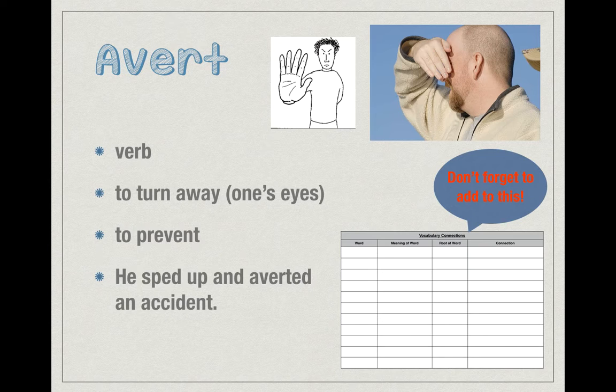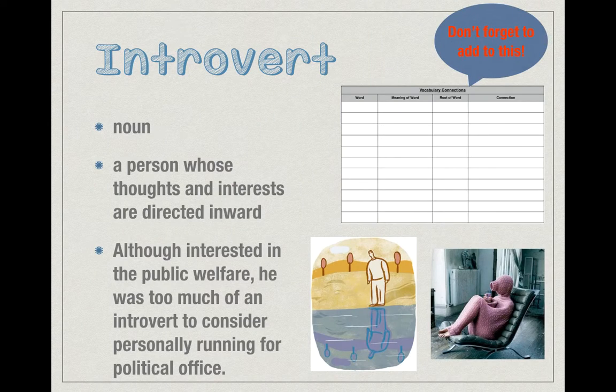We have 3 more words. The next one is introvert. Introvert is a noun, and it's a person whose thoughts and interests are directed inward. So although interested in the public welfare, he was too much of an introvert to consider personally running for political office. So oftentimes introverts are shy and they kind of keep their feelings to themselves. Another example from your book, introverts often keep extensive journals in which they record their thoughts about life.